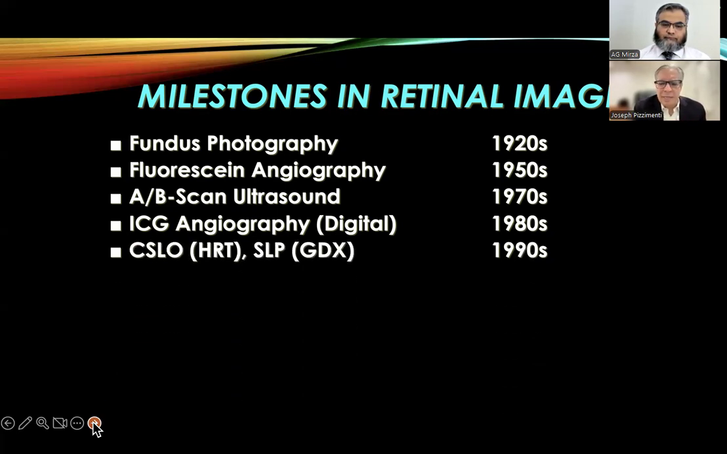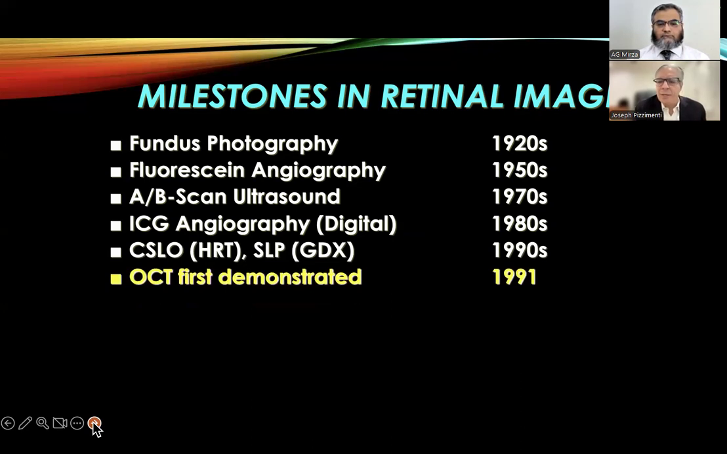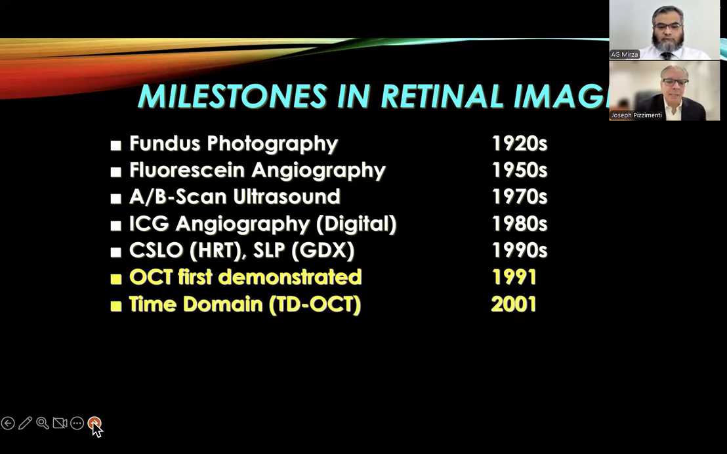And then in the 90s, we entered the period of the scanning lasers with the confocal scanning laser ophthalmoscope and scanning laser polarimetry. And then OCT, optical coherence tomography, was first demonstrated in a lab at the Massachusetts Institute of Technology back in 1991. And in 2001, at least in the US, the first time domain or older generation instruments became commercially available.